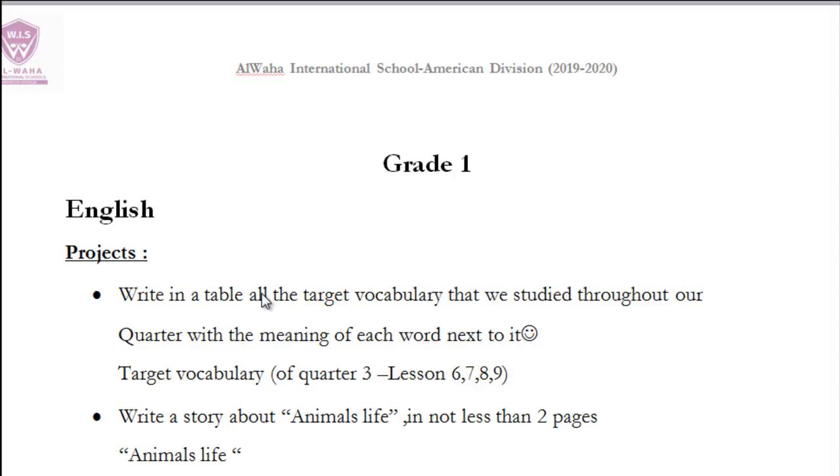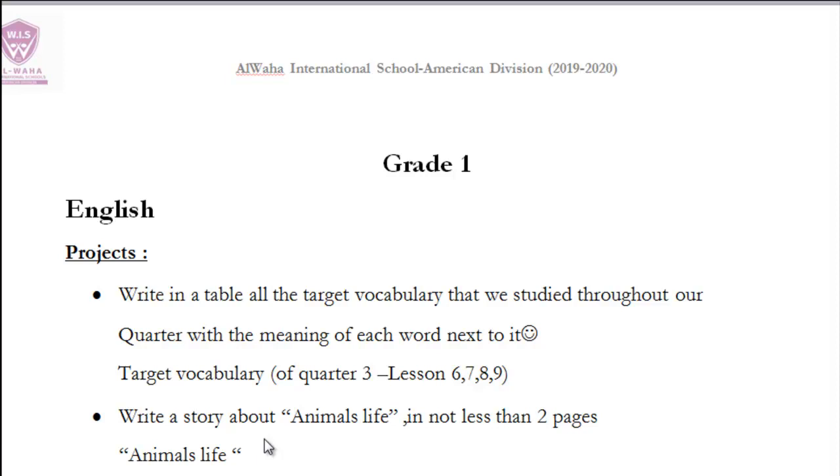The second one is to write an informational text about the animals' life. This informational text will be about 2 pages, talking about the kinds of animals you want to speak about, their life, where they live, the kind of food, starting from when they are very young, how they look when very young, and the kind of shelter they are living in.